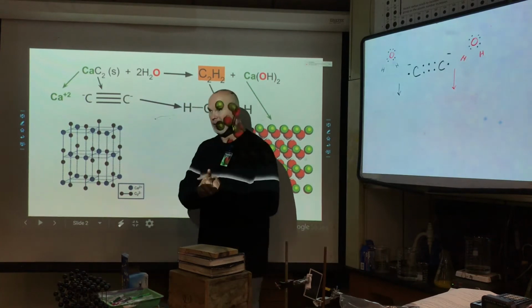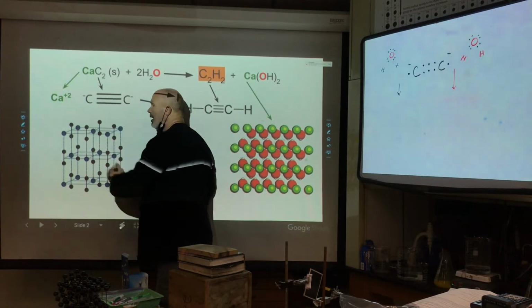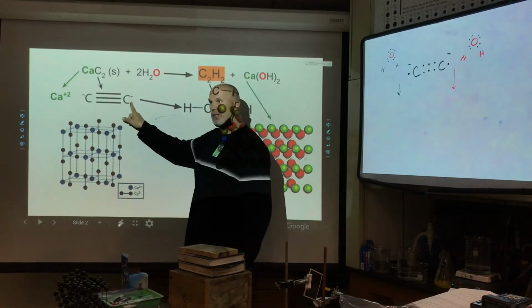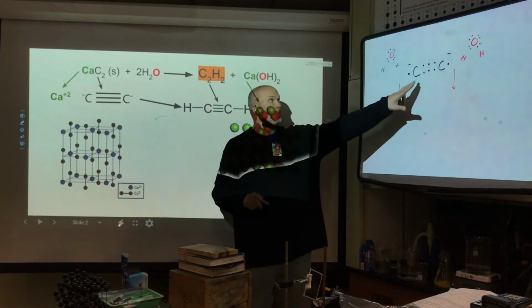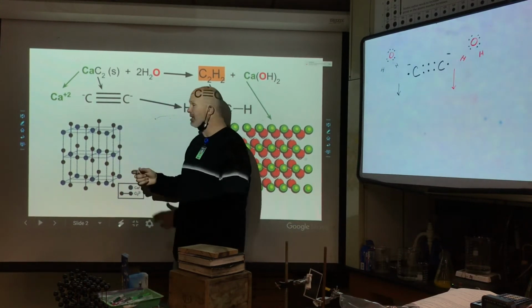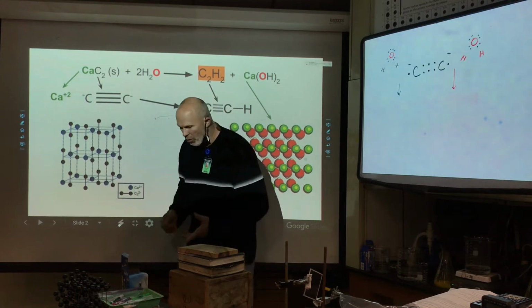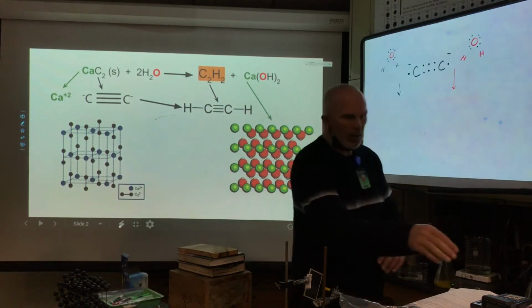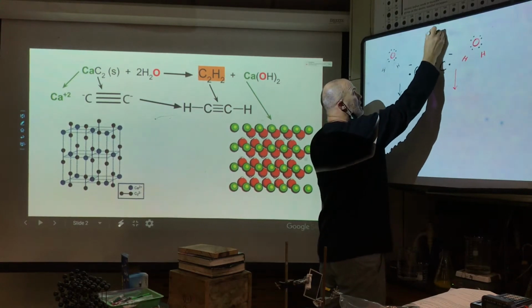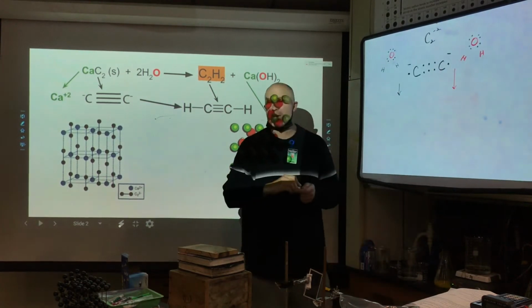It's a salt. It's made of calcium 2+ ions, and it's made of this polyatomic ion of 2 carbons triple bonded to each other. We'll learn that's 3 pairs of electrons and a negative charge on both. So this is a C2 negative. If I was to draw this, it would look something like this. It's really C2 2-, a polyatomic ion.